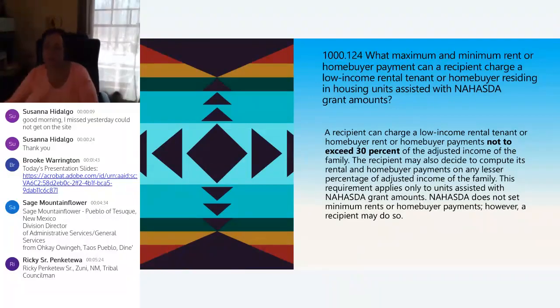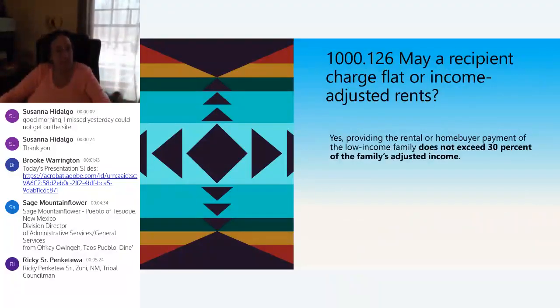So your payments charged, what's your maximum and your minimum rent, your home buyer payments, you cannot charge them over 30% of their income, period, unless they fall between 80 and 100%. Then you can charge them more. You have to use the formula or the fair market. Now, if they owe you money, their rent base can't be over 30%, but then you can charge them more for the payback agreement. Okay. Flat or income adjusted rents, yeah, you can do that. You still have to run the calculation that you're not charging them over 30% of the adjusted income.